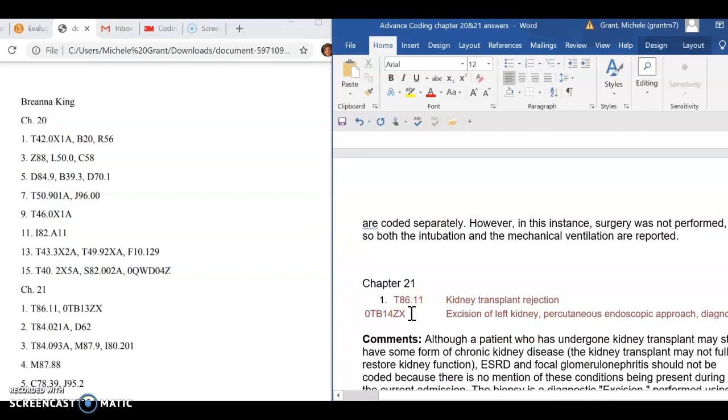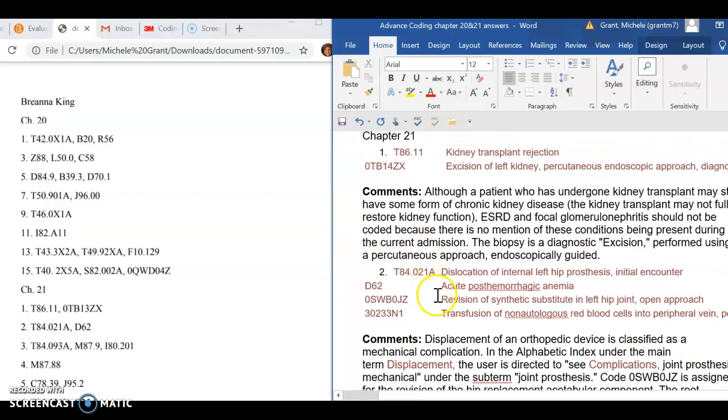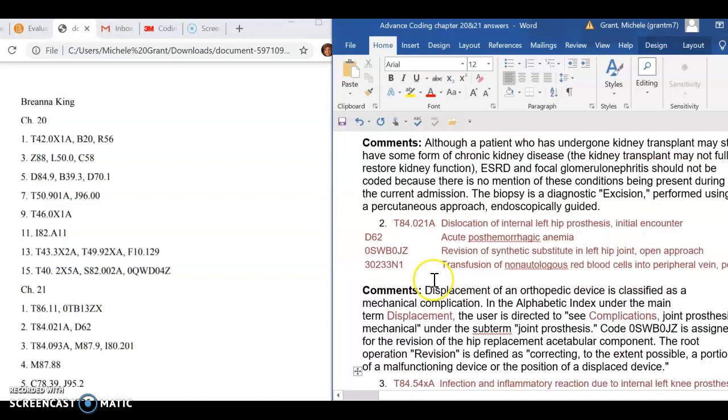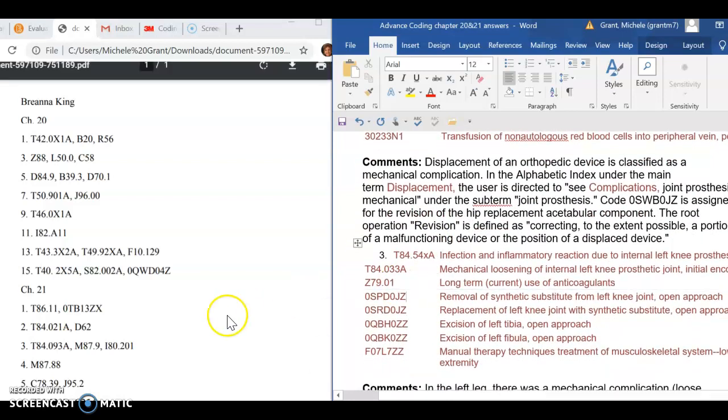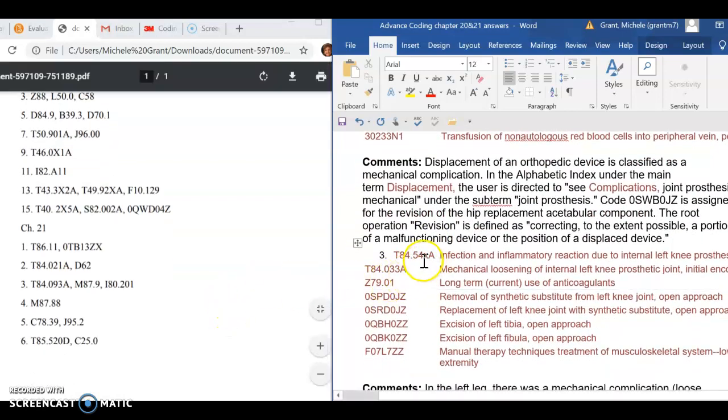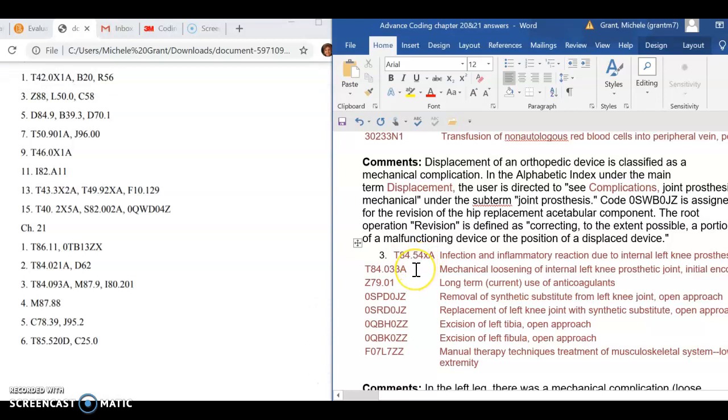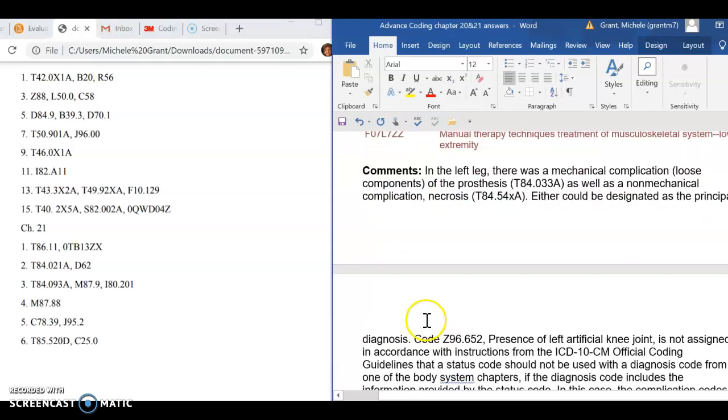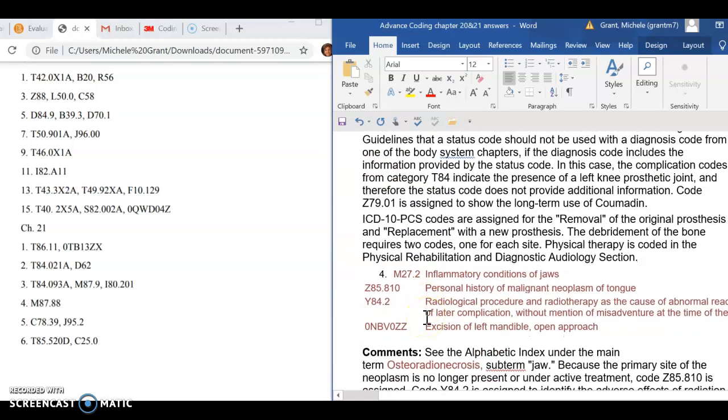T86.11, looks like you did well on number 1. Number 2, we have T84.02.1A, D62. Don't forget again with our procedures. Number 3, we have 2 T codes, one for the infection, one for the loosening. Then it looks like you did not code any of the procedure codes. So make sure you review these and let me know if you have any questions on them.